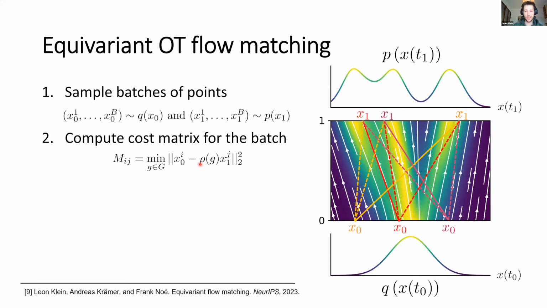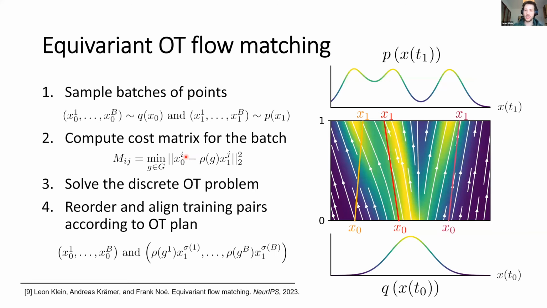So we have to compute or somehow align these samples for each entry of this cost matrix and compute this. With normal OT flow matching, we would just compute the Euclidean distance here, and then we solve this OT problem. So pick the shortest or the optimal plan here, and then reorder these training pairs accordingly. And now importantly, we not only reorder, but we also keep the alignment which was used to compute this minimal distance, based on which combinations were picked.